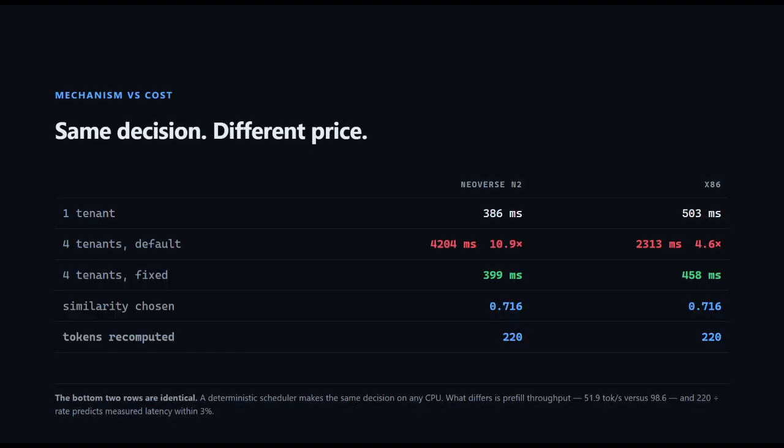I measured this on Microsoft Cobalt 100, Arm Neoverse N2, on Azure. There the regression is 10.9 times. But look at the bottom 2 rows, similarity and tokens recomputed are identical on Arm and x86. The scheduler makes exactly the same decision on both. Only the price differs, and the price is prefill time.